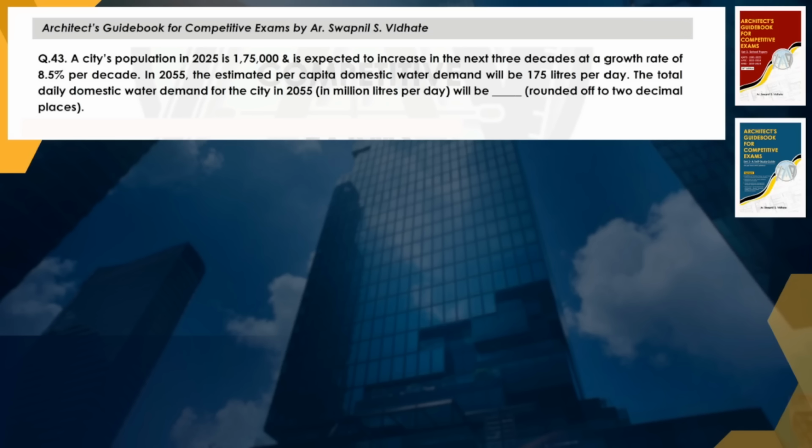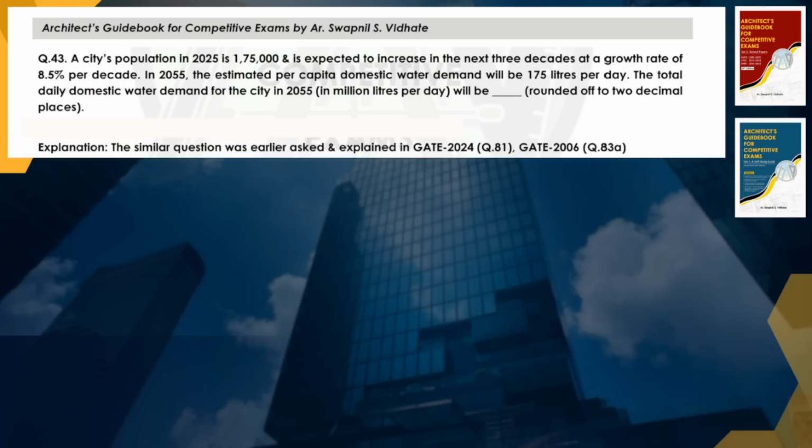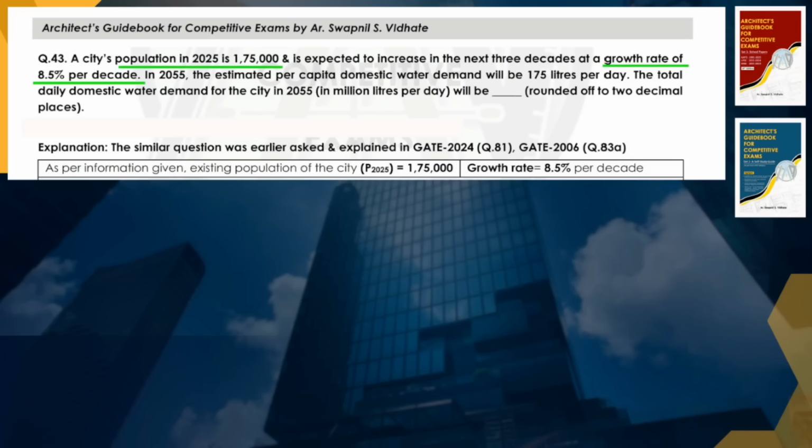Now, just write down what is the data given and then solve the question step by step. Where was the reference available? Very similar questions were previously asked and explained in GATE 2024, the recent one at question 81, and GATE 2006 at question 83. So both these questions were very similar to question 43 of GATE 2026. Now let's write down the given information. First, the existing population, P2025, is 1,75,000. The growth rate they have mentioned is 8.5% per decade, right?